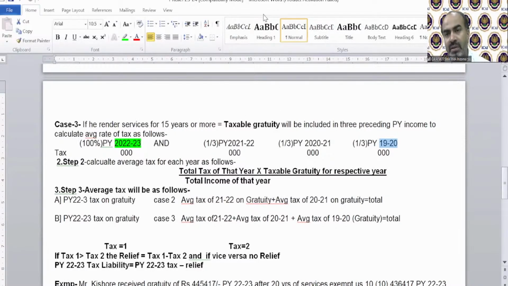Total tax on that year, taxable gratuity for the respective year, total income of that year. How will it be done? Let me show you with an example. It's again mathematics. There is no new concept.